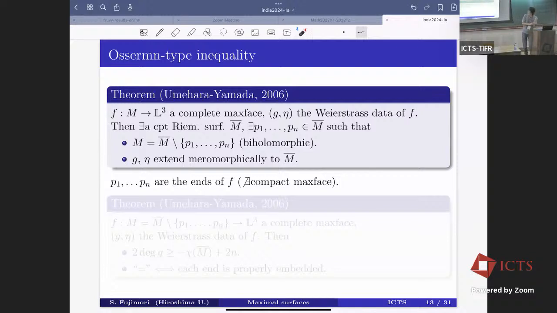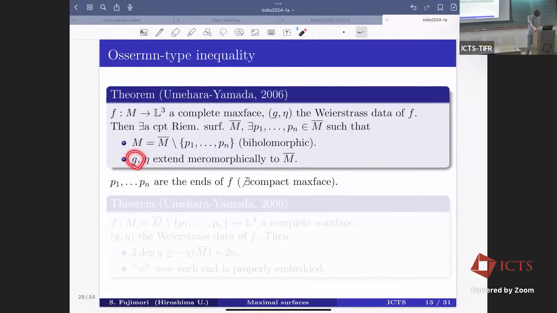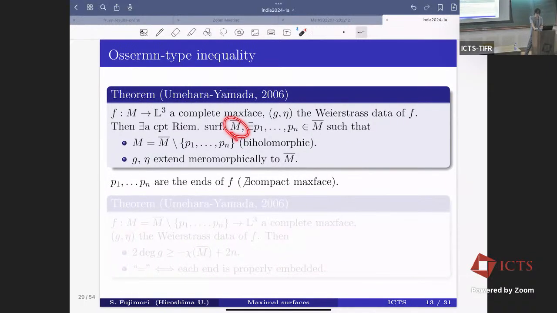So the Riemann surface is always a punctured Riemann surface. Punctured compact Riemann surface with finite points. So no disk is removed. And this data defined on M extends meromorphically to this M bar. So in particular, G can be considered as a meromorphic function on M bar.